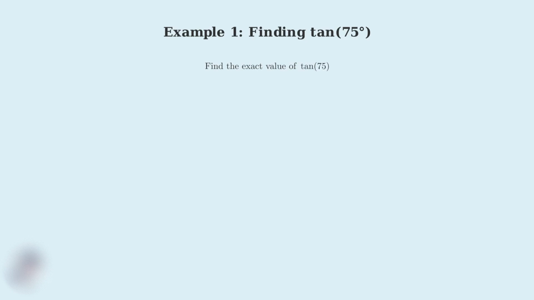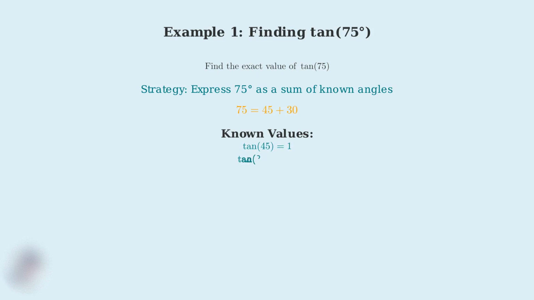Now we'll work through our first example to see the tangent sum formula in action. We want to find the exact value of tangent of 75 degrees. The key insight is that 75 degrees is not a standard angle on the unit circle, but we can express it as the sum of two angles that we do know, 45 degrees plus 30 degrees. Before we apply the formula, we need to recall the tangent values for our known angles. Tangent of 45 degrees equals 1, and tangent of 30 degrees equals 1 over square root of 3.